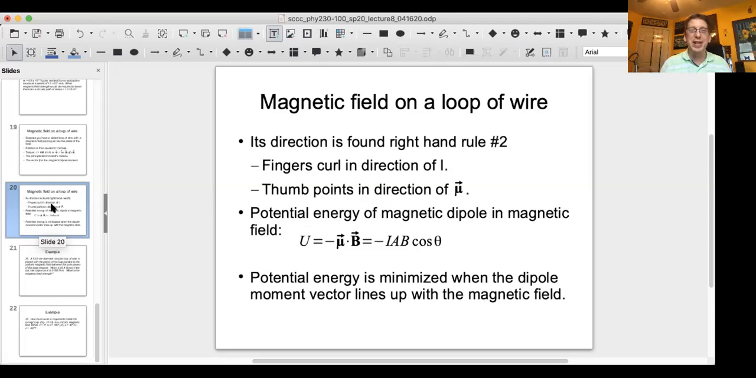Gravity brings objects down. Here the magnetic force acts the same way. It acts to minimize the potential energy. So you have stable equilibrium when the dipole moment vector is pointing in the same direction as the magnetic field.